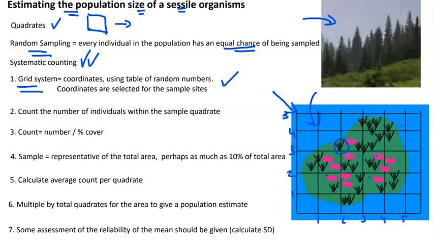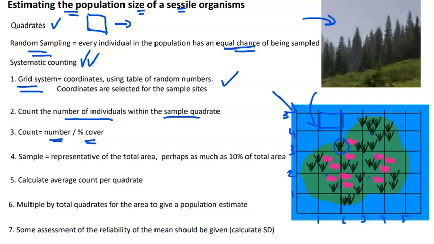Now what we need to do is count the number of individuals within a sample quadrat. So let's imagine that our quadrats are the size of these grids here, and we would then select one of these grid squares and count the number of individuals within that. So we would count the number of trees in this case, although for other plants it may be more suitable to do percentage cover.